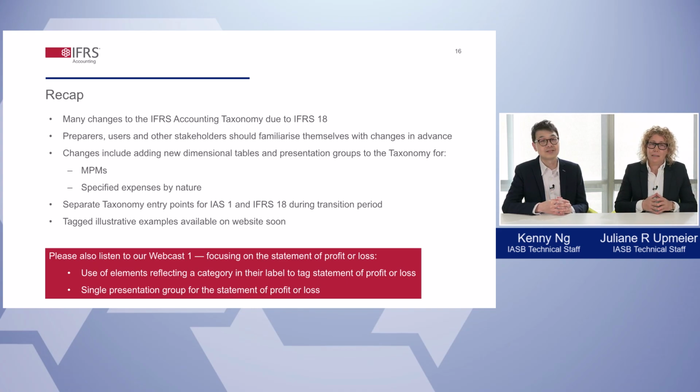For the transition phase, the IASB created two separate taxonomy entry points, one for IAS 1 and one for IFRS 18, rather than incorporating all changes in a single entry point. This should help preparers navigate the taxonomy. And to provide further support, there are also tagged illustrative examples on our website, which preparers can use to educate themselves.